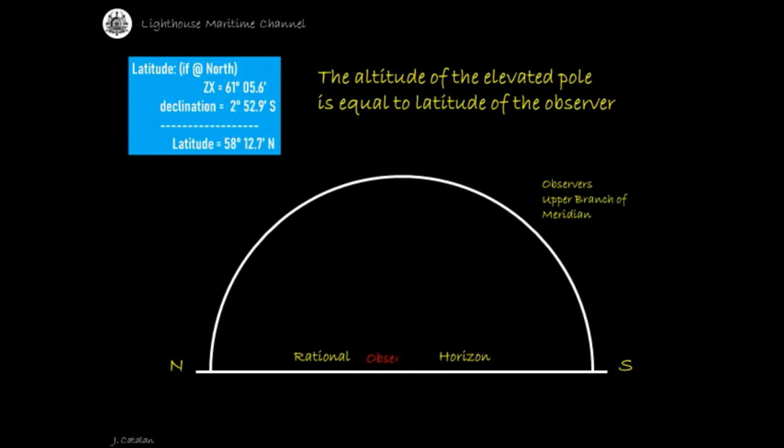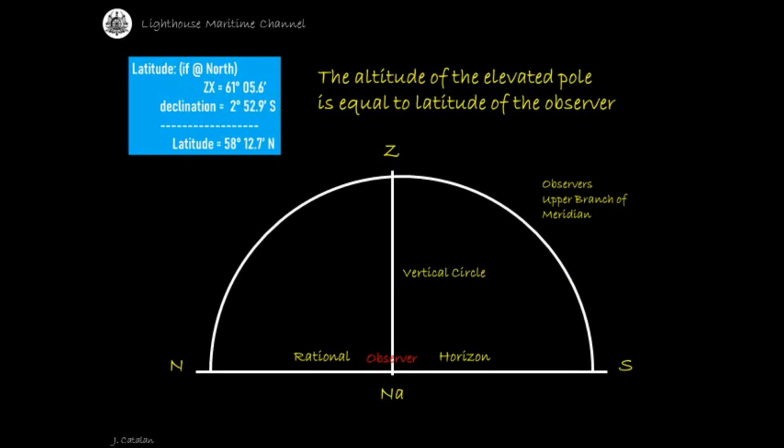Here is the observer. The point directly overhead of the observer is the zenith. The point directly beneath the observer is the nadir. A vertical circle is a great circle of the celestial sphere which passes through the zenith, nadir, and the celestial body, and is perpendicular to the horizon.